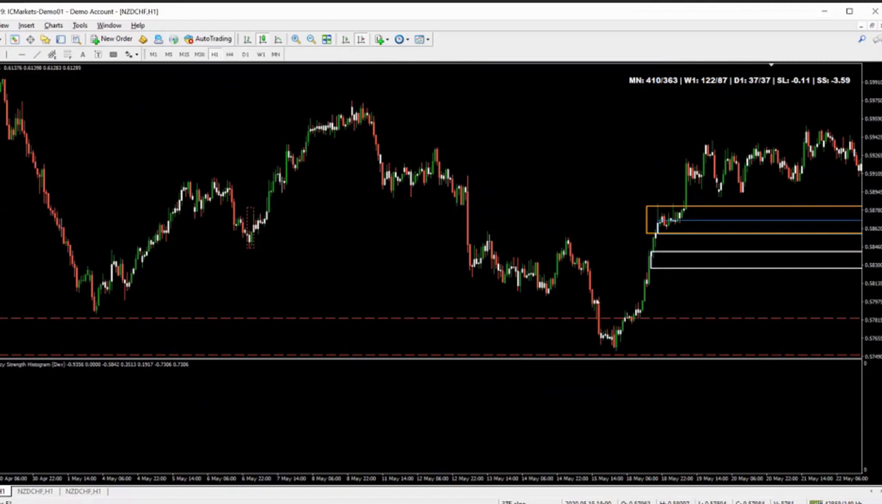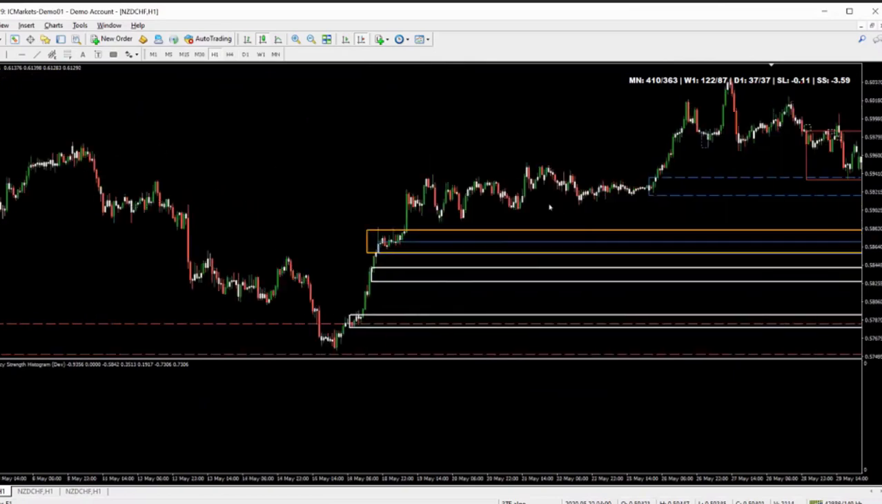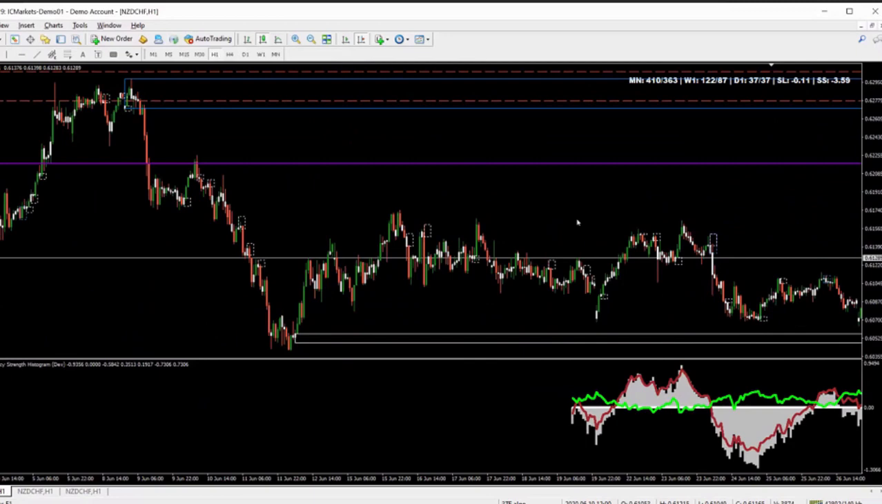We have this one down here, which was tested. It was removed from here, kind of a couple of levels there on top of each other. So we have a couple of areas there that we could look at.